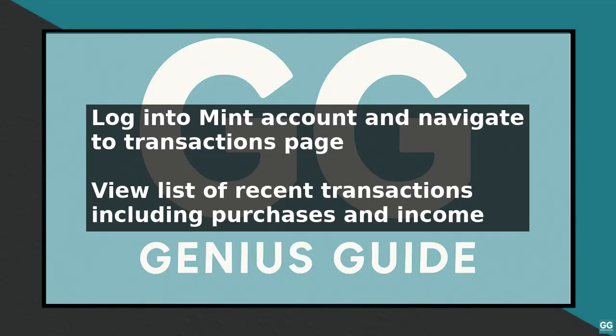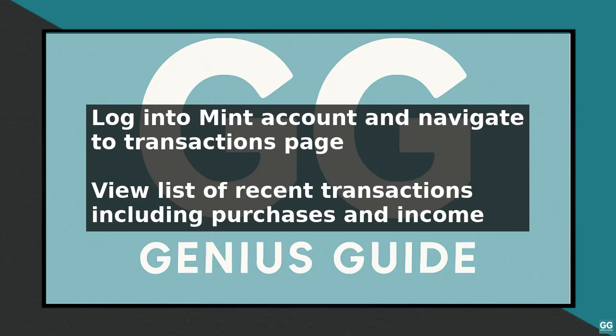To categorize transactions in Mint, start by logging into your Mint account and navigating to the Transactions page. Here you will see a list of all your recent transactions, including purchases, income, and transfers. Begin by selecting a transaction you want to categorize, and click on the category field next to it.